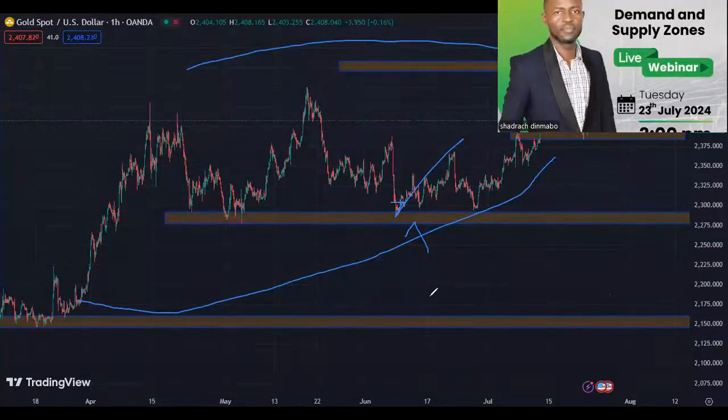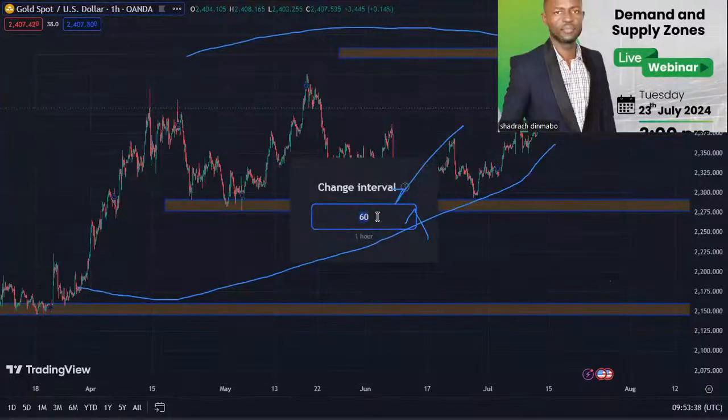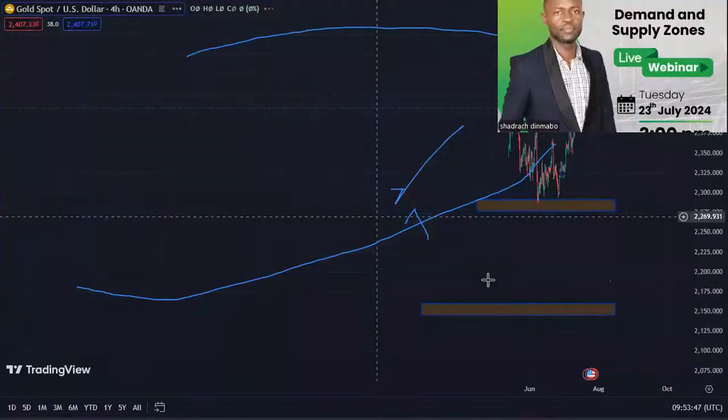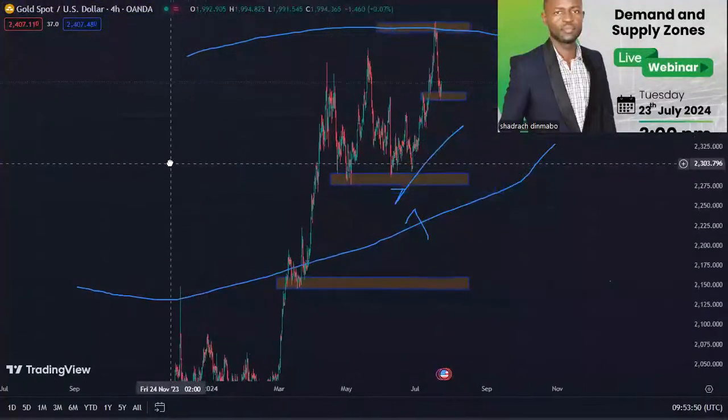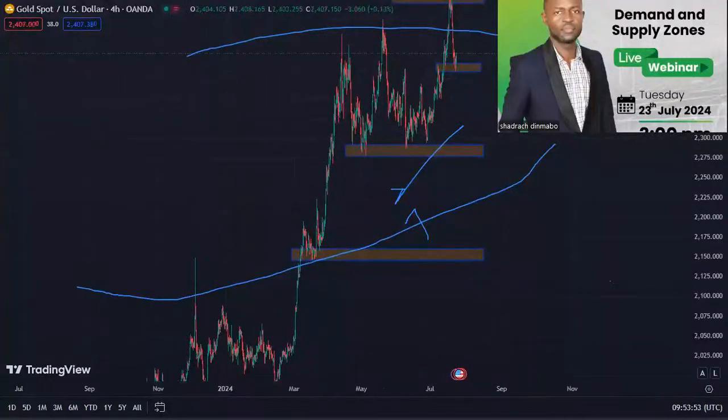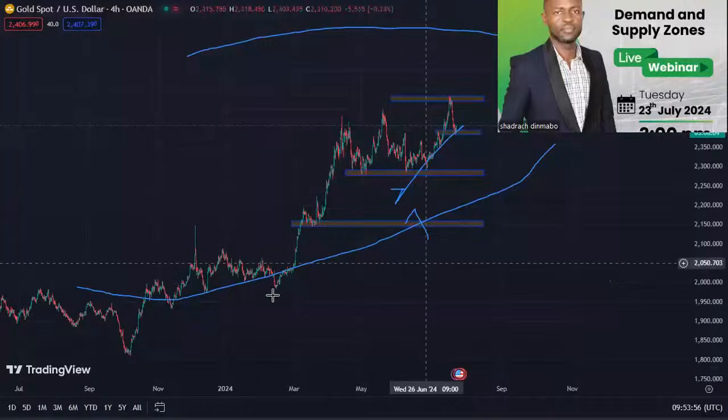So you now know where to buy a particular trade, and where to sell a particular trade. Let's do maybe one more. Let's look at 4 hours, for instance. Let's look at the timing. Maybe in 4 hours we may have more. 4 hours is 240, so let's see 240. Okay, so this is 4 hours. Let's look at it. Now you can see this point here.